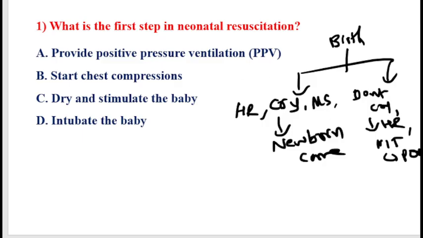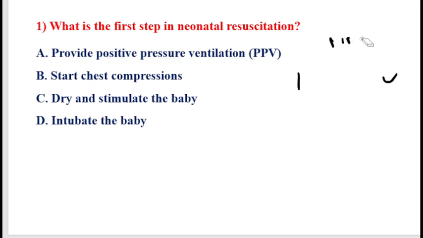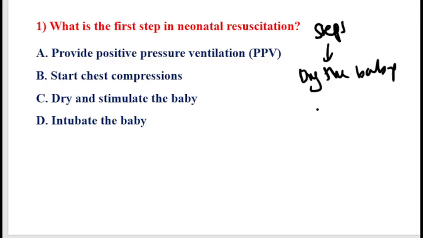And what are the steps involved in neonatal resuscitation? I have already told the steps. First and foremost, we have to maintain the temperature of the newborn. Now the baby is not crying, there is poor muscle tone, and the baby is also pale. In that condition, first you have to dry the baby and stimulate.